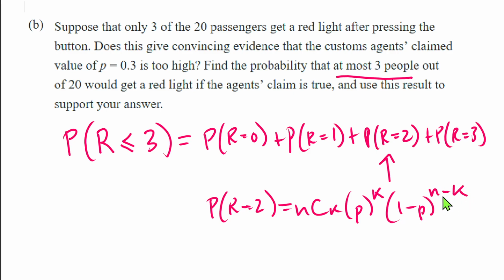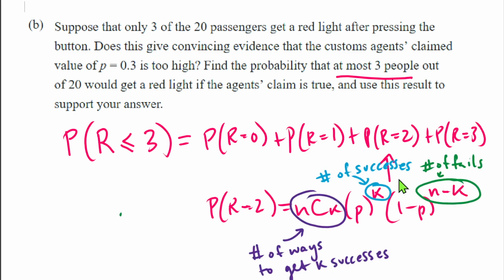And the number of failures is n minus k, because the number of trials is the total number of times you did it, and k is the number of successes. So when you take away the number of successes from the total number you tried, you're going to get the number that you failed. And so this is the number of fails. Hopefully labeling like this helps. This is interesting, that is the number of ways that you can get k successes.